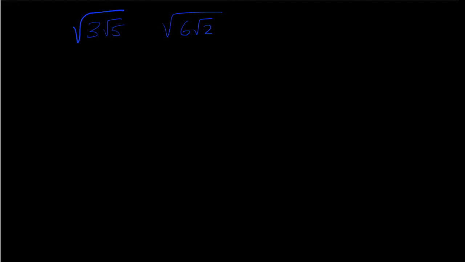So the way to approach this problem is to square both sides to get rid of the square root. So the outside square root cancels out with a square to get 3 square root 5. And the same thing with the right, 6 square root 2. I still have a square root for both of these, so I'm going to square it one more time.